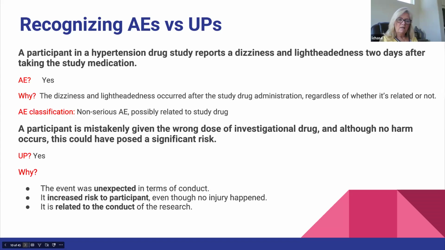For a UP, here's an example. A participant is mistakenly given the wrong dose of investigational drug, and although no harm occurred, this could have posed a significant risk. So this is a UP. The reason why is the event was unexpected, in terms of conduct. It increased risk to the participants. So even though nothing happened, it still put them at risk. And it's related to the conduct of the research. With them being in the research, it's related to that. So they fulfill all three of those requirements, which then makes it a UP.